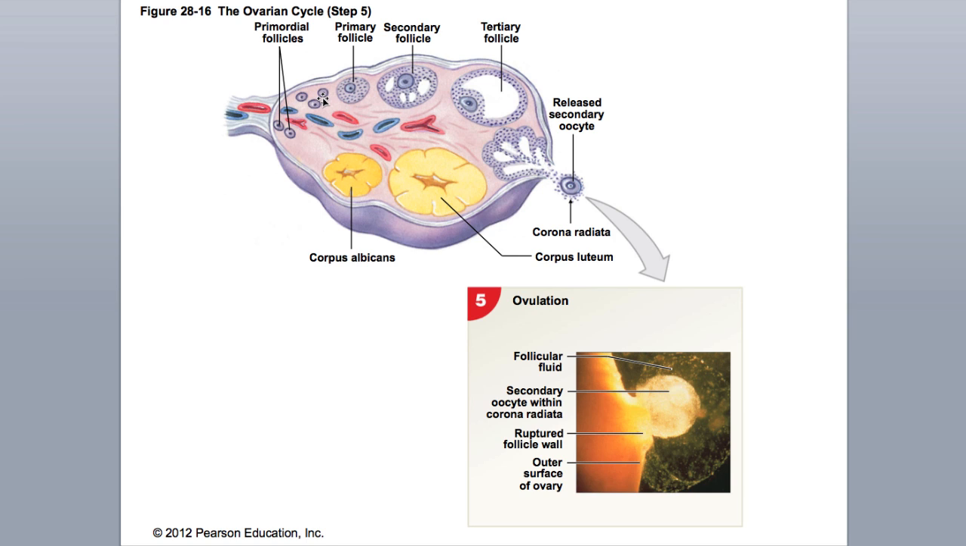Then you see here the egg has been released. So this is your secondary oocyte released. It will be captured by the currents formed by the fimbriae mentioned before. Now, when this thing matures and turns into corpus luteum, the corpus luteum will produce progesterone and estrogen to maintain the endometrial lining.